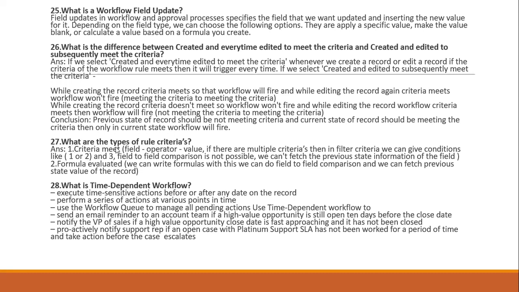Next question. What are the types of rule criteria? Criteria are field, operator, and value. If there are multiple criteria, then you apply a filter logic. We can give conditions like 1 and 2 and 3, but field combinations are not possible. We cannot fetch the prior state information of the fields. Formula evaluates, and we can write formulas to compare field to field. We cannot fetch the prior state value of the records.